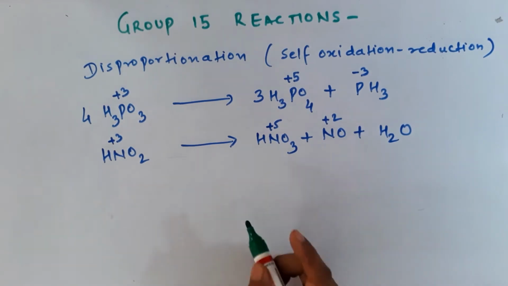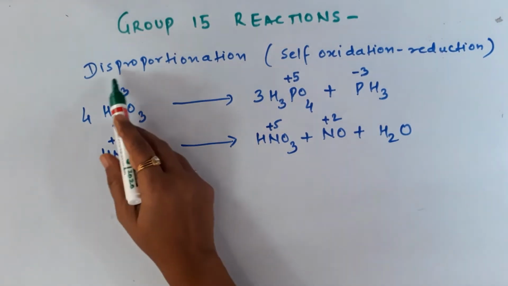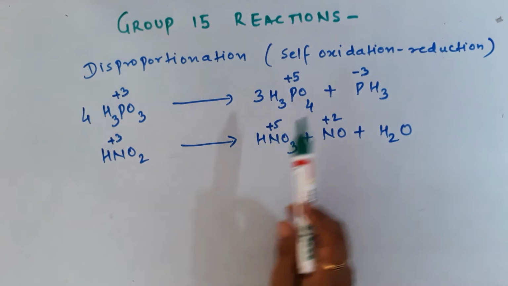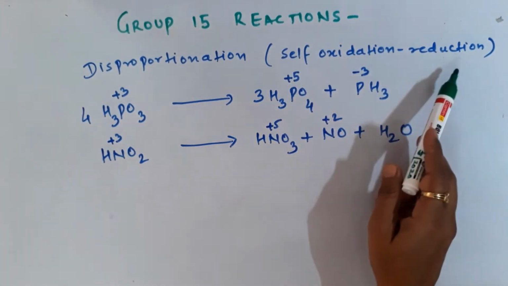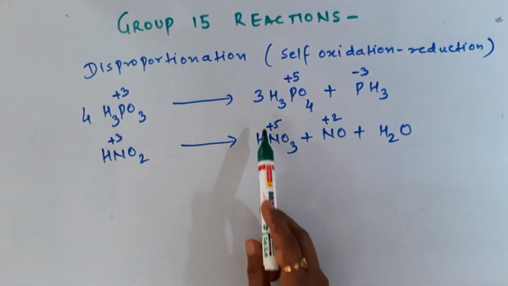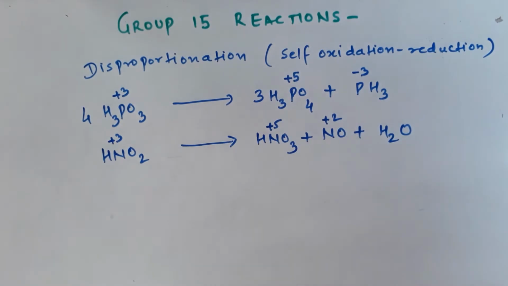Explain with a reaction. So this question can be there. So you will explain the disproportionation reaction, which means self-oxidation reduction. Okay, so these are the reactions which you have to do.